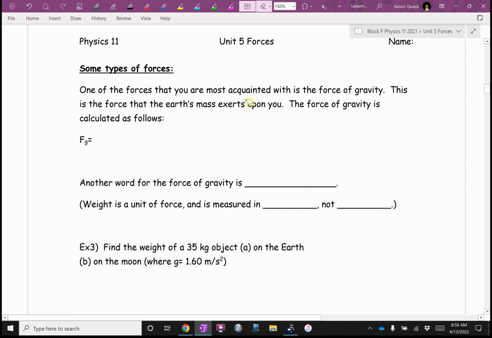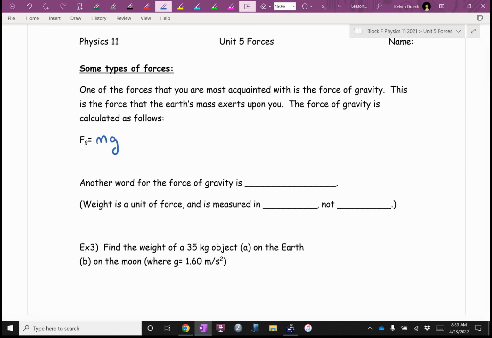Some types of forces. One of the forces that you're most acquainted with is the force of gravity. This is the force that the Earth's mass exerts upon you. The force of gravity is calculated as follows. Fg equals, well, first of all, F equals what? I'm going to use m, and instead of a, I'm going to use a lowercase g as my abbreviation for the acceleration due to gravity, which you all have already memorized. What is the acceleration due to gravity? We're going to use a positive in this unit because we're going to let down be positive or up be positive, whichever is most convenient. So here we're just finding a magnitude. Just going to put a positive 9.8 in.